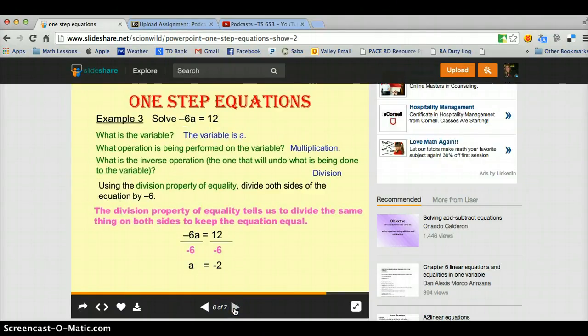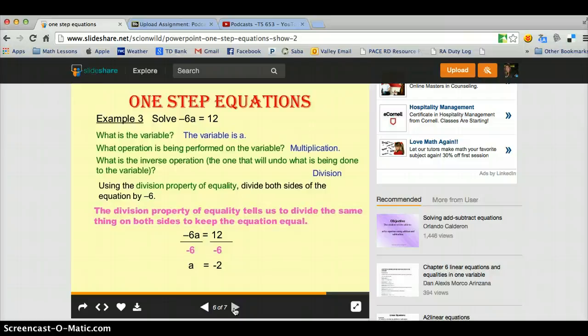Our second example is a bit more tricky. We have to solve negative 6a equals 12. So what is our variable? A. Then we have a being multiplied by negative 6, so we have to undo it by division. That means you have to divide both sides of the equation by negative 6.